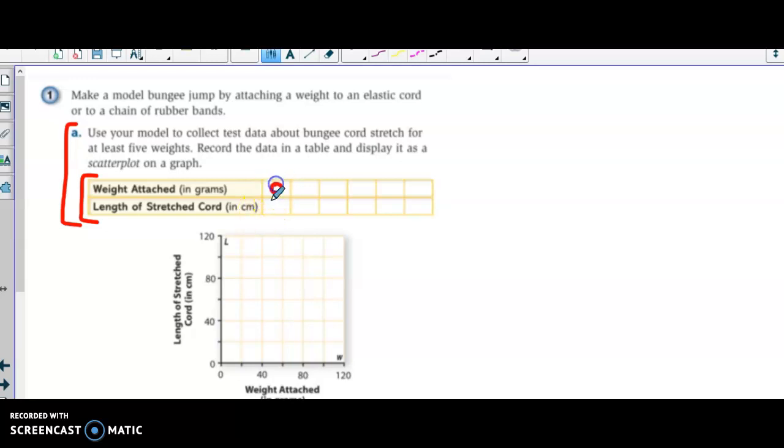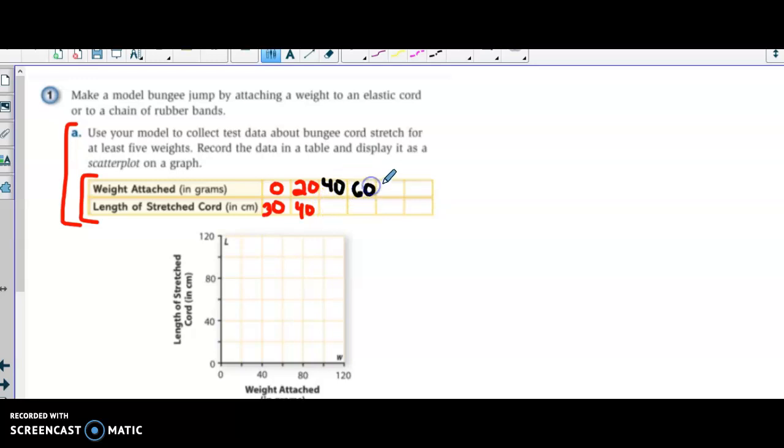So when we have no weight on there, we might have the cord stretched to about 30 centimeters. When we have 20 grams of weight, we might find that the cord is stretched to 40 centimeters. Let's say we put on 60 grams, then we might have 60 centimeters of stretched cord. And you're probably seeing a pattern here. No, you're not, because I forgot to type something in. It's 0, 20, 40, I missed one.